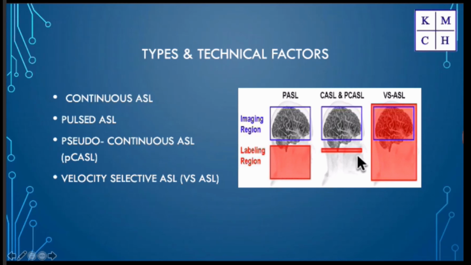In a pseudo-continuous form, we combine the advantages of a pulsed and a continuous ASL. We can use a train of short pulses given over a thin slice, and I will talk about why this is advantageous subsequently.